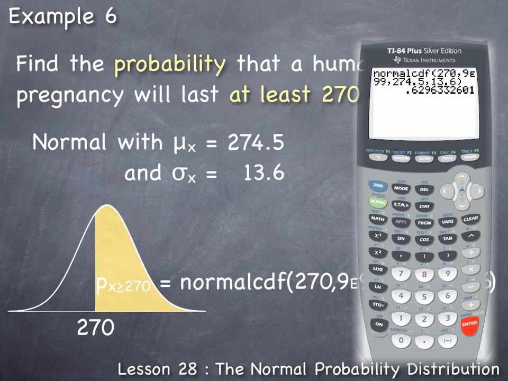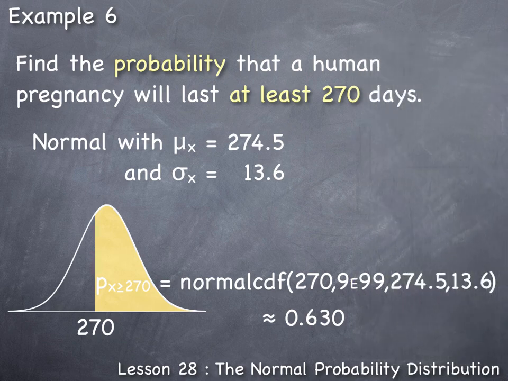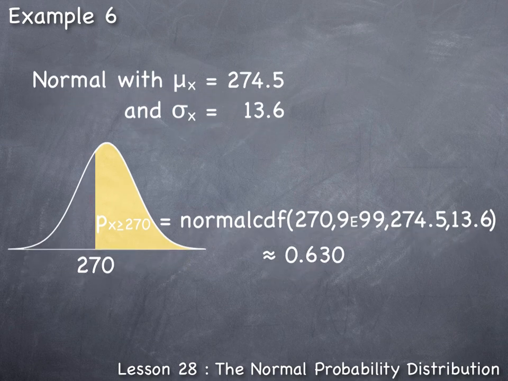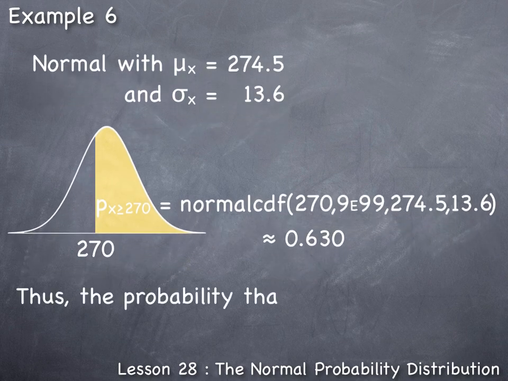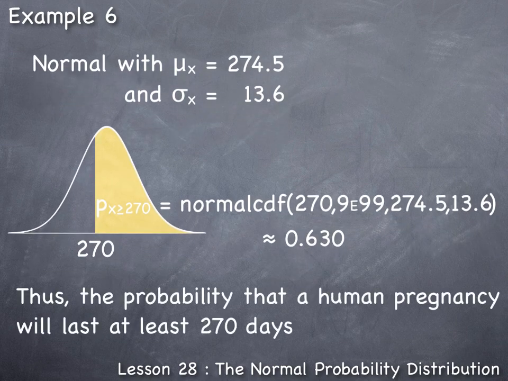Here, rounding off to 3 places after the decimal, we look at the 4th place, which is a 6, which rounds the 9 up to a 10, 0 carry the 1. This rounds off to approximately 0.630. So we have our probability, 0.630. Or times 100%, we can say, thus the probability that a human pregnancy will last at least 270 days is about 63.0%.